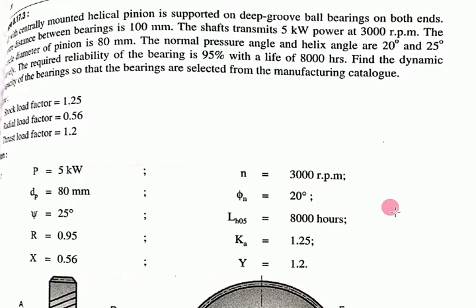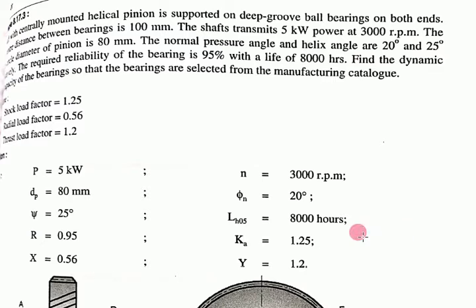Hello students, in the last lecture we have seen the selection of bearing from the manufacturer's catalog, then bearing with probability of survival higher than 90%, then adjusted life of bearing. So these are the topics that we had discussed in our last lecture. Today we are going to see an example for the bearing.